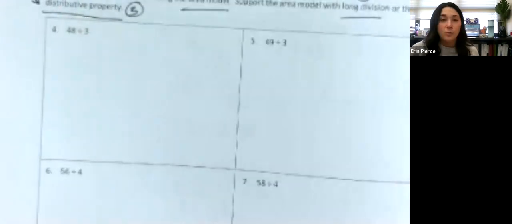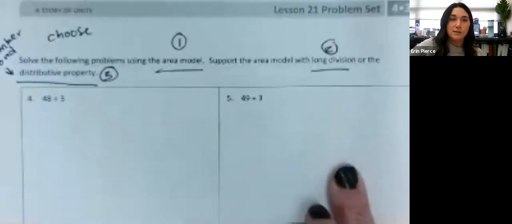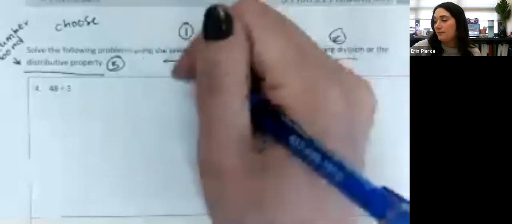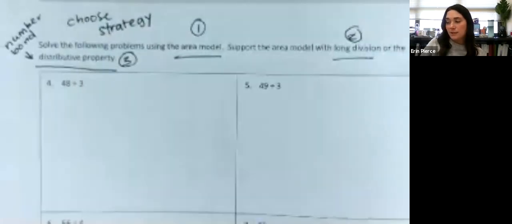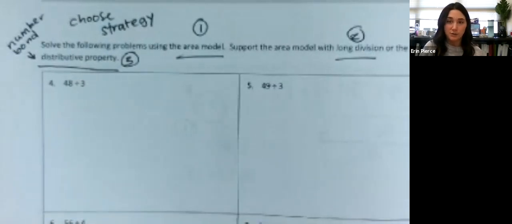Number bond. Choose which way you want to solve. Choose a strategy, okay? So you're going to look. There are 6 questions on this page.